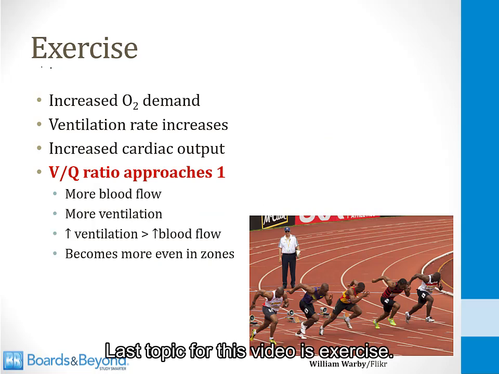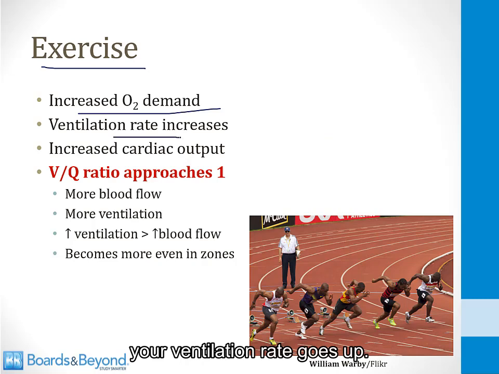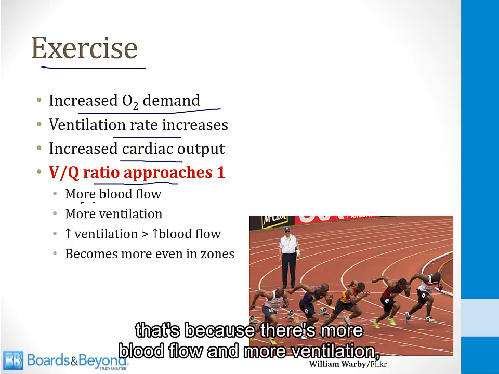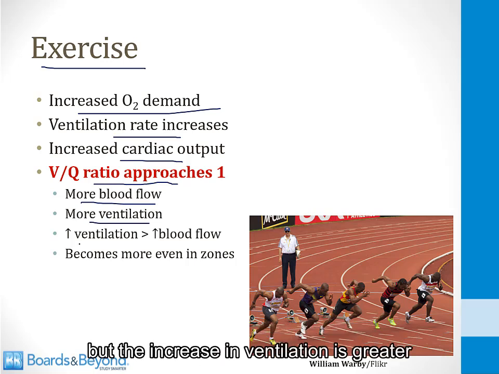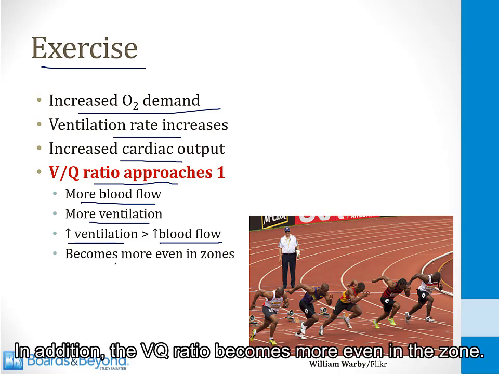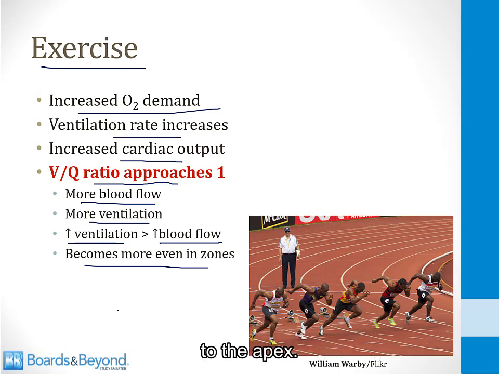Last topic for this video is exercise. So when you exercise, you increase oxygen demand, your ventilation rate goes up, and so does your cardiac output. The VQ ratio for the entire lung is going to approach 1. That's because there's more blood flow and more ventilation, but the increase in ventilation is greater than the increase in blood flow. In addition, the VQ ratio becomes more even in the zones, so there isn't as much change in going from the base to the apex.